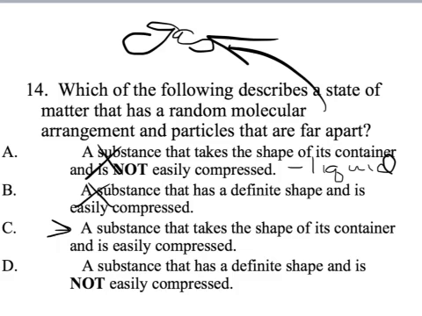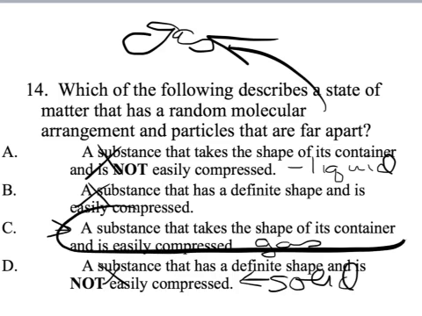And C sounds like a gas, but we're just going to double check to make sure we're reading the answer right and read D. A substance that has a definite shape and is not easily compressed. Oh, that's definitely a solid. So that can't be a gas. So the correct answer is C. Okay. Which of the following describes a state of matter that has a random molecular arrangement and particles that are far apart? That is a gas, and its correct answer is a substance that takes the shape of its container and is easily compressed.